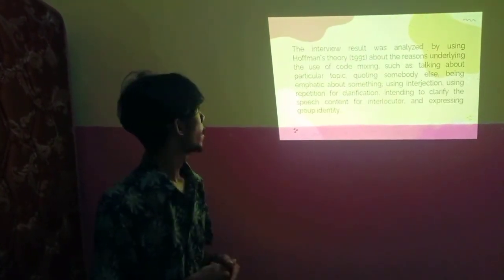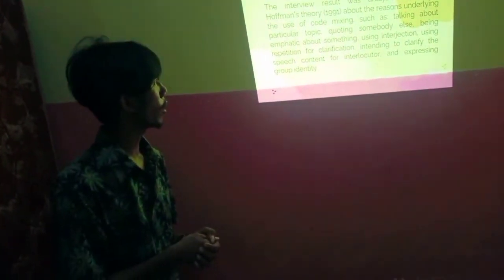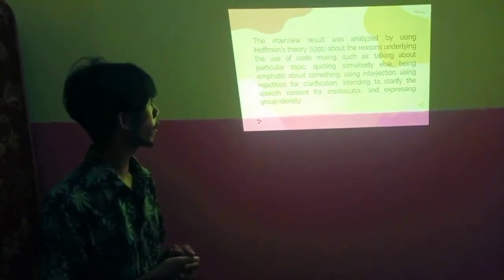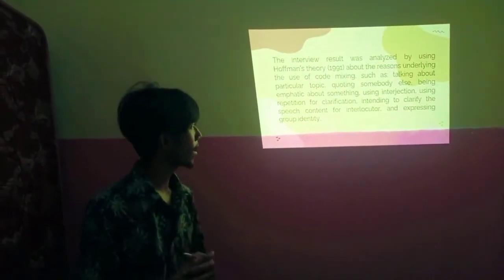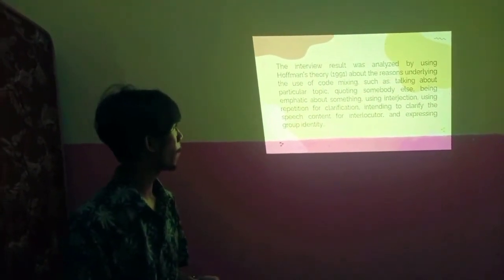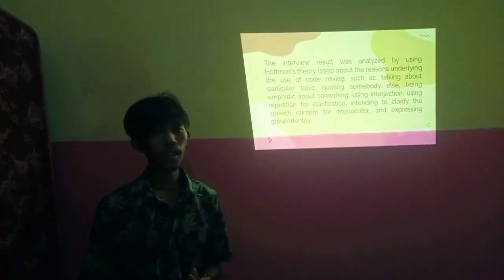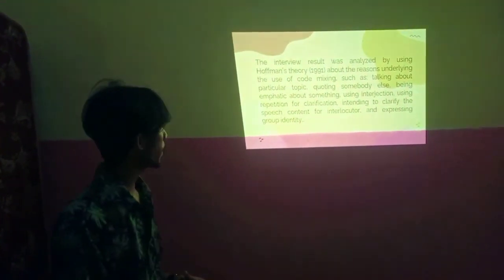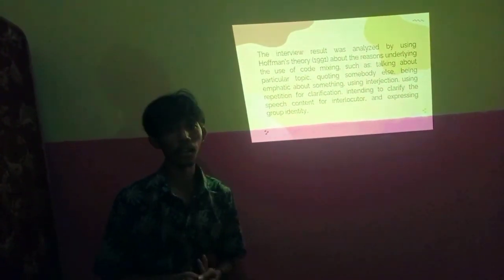Okay, next slide. The interview result was analyzed by using Hoffmann's theory 1991 about the reasons underlying the use of code mixing, such as talking about a particular topic, quoting somebody else, being emphatic about something, using interjection, using repetition for clarification, intending to clarify the speech content for the interlocutor, and expressing group identity.